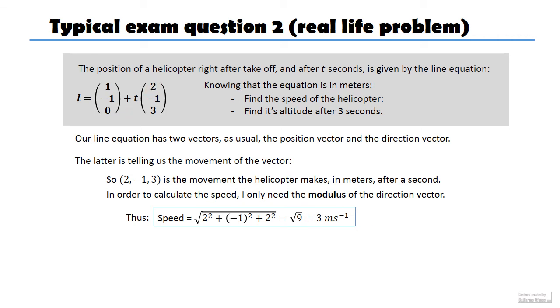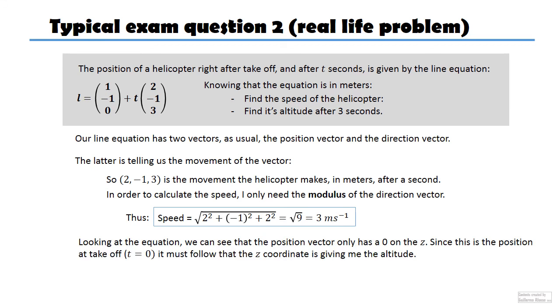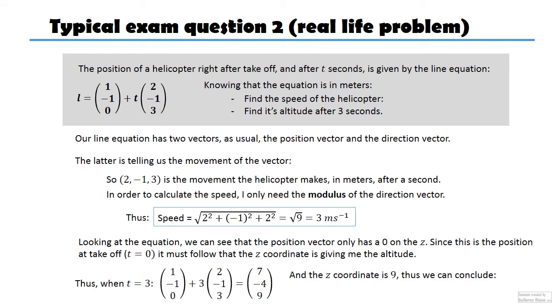So the altitude after 3 seconds, well, all I have to do is realize that this is when time is 0. So when time is 3, I'm going to get z, which is giving me the altitude, to be 9. And so the altitude is 9 meters. And that really is not a very difficult question. What's difficult here is to really understand how the vector equation of the line works, and how it's providing us with this sort of information.